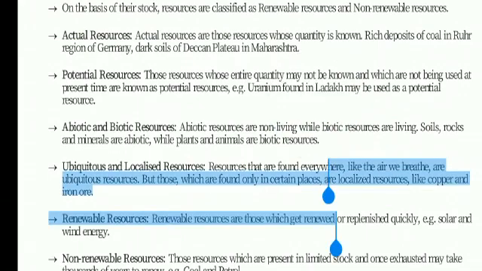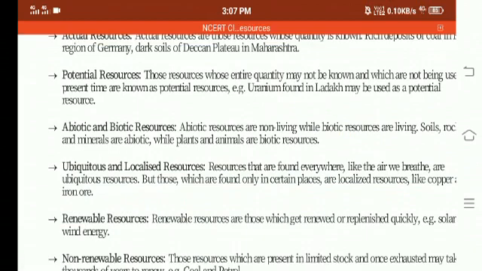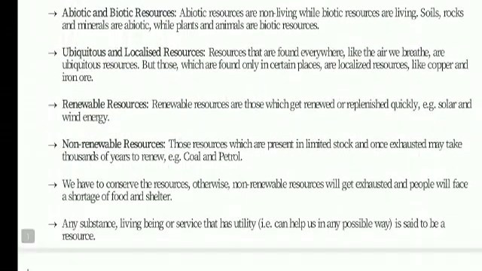Abiotic and biotic resources. Abiotic resources are non-living while biotic resources are living. Solid rocks and minerals are abiotic while plants and animals are biotic resources. Ubiquitous and localized resources. Resources that are found everywhere, like the air we breathe, are ubiquitous resources. But those which are found only in certain places are localized resources, like copper and iron ore.